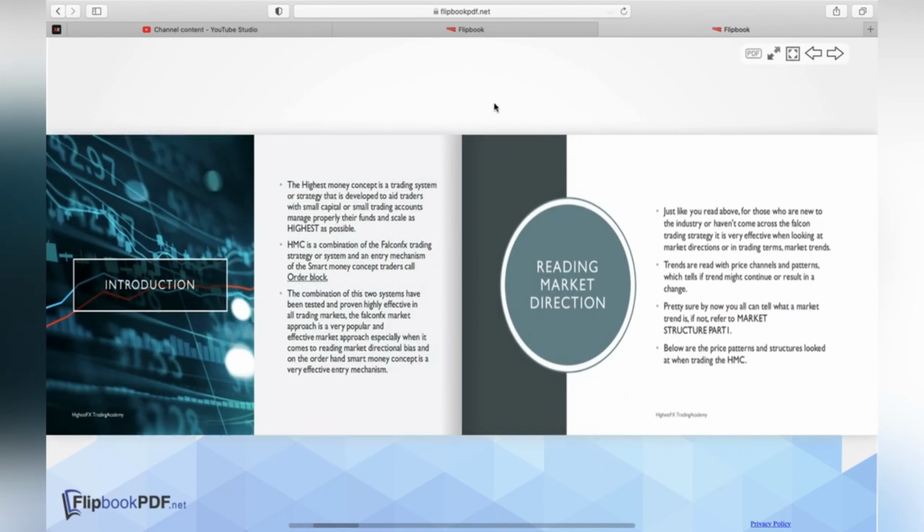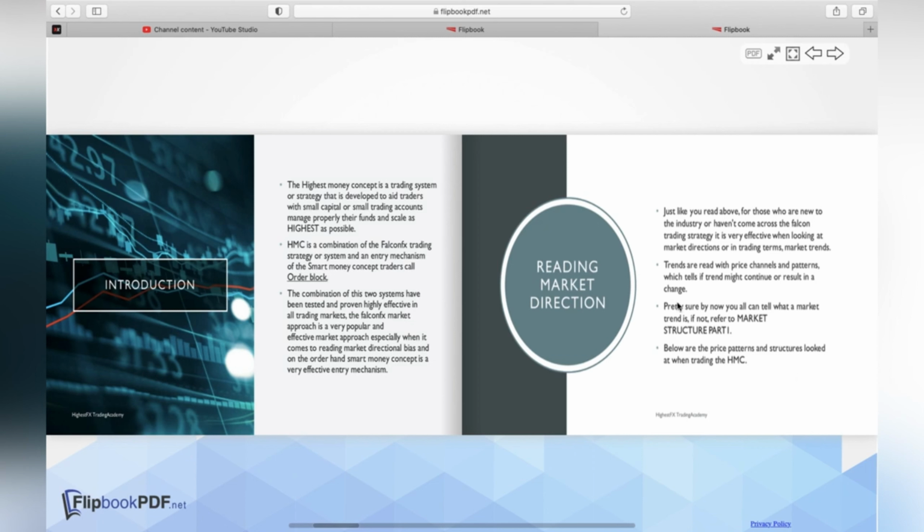So it says introduction. The HMC is a trading system or strategy developed to aid traders with small capital or a small trading account to manage their funds properly and scale as high as possible. You already know that it's a combination of Falcon and the order block, which is from smart money. If you are in the community, you already know how effective the whole thing is.